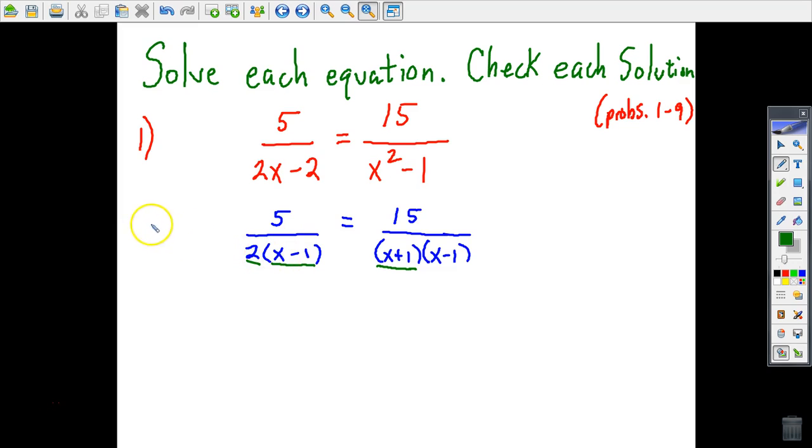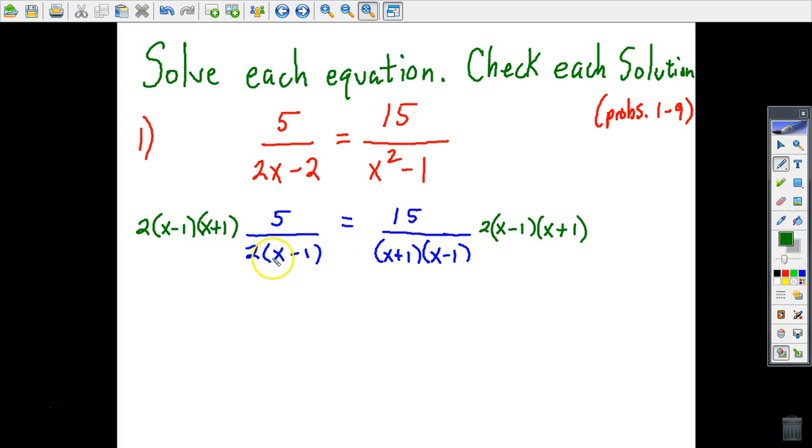So I'm going to take the LCD that we've just identified, and I'm going to multiply by that LCD on both sides of my equation. The goal is to, some people use the phrase, clear the denominators. I'm trying to produce an equation that has no fractions in it at all, because those are much easier to solve. So by multiplying by the LCD, I'm going to create an equation with no denominator.